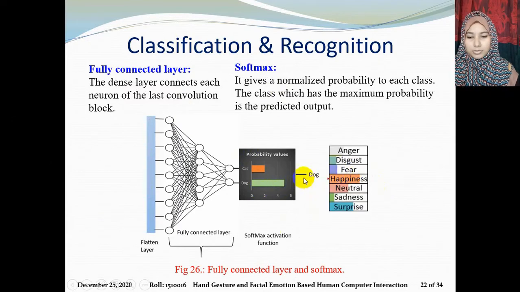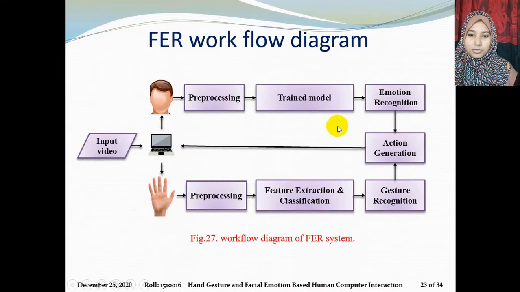And in our case, we will check which class, which emotion or expression, has the most probability value. This is the workflow diagram of the complete process.